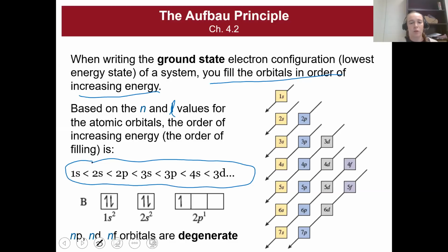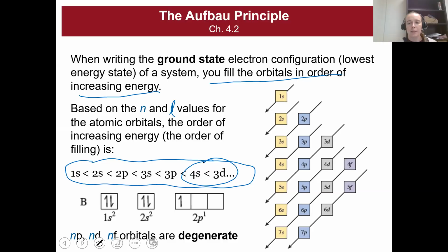And here at 4s and 3d, we get our first weird spot where the 4s orbital is less than the 3d orbital in energy. So we fill the 4s orbital first because it has a lower energy than the 3d orbital. We don't want to put an electron in the 3d orbital until we have to, until we've run out of other orbitals to put it in that are lower in energy.